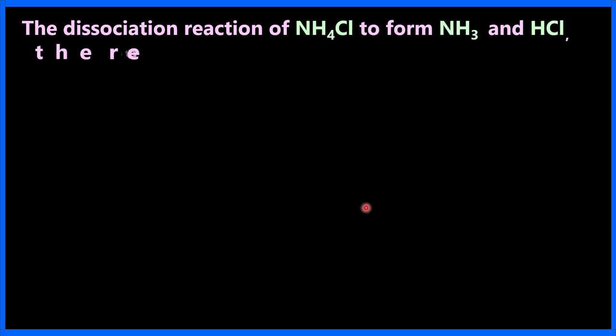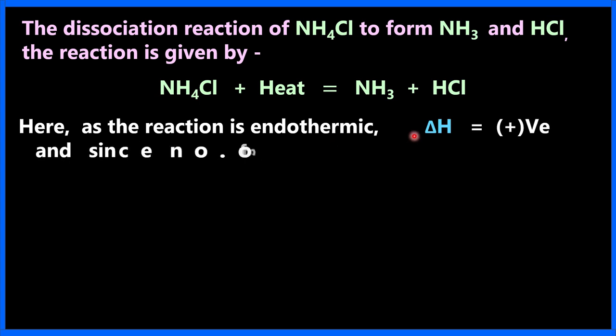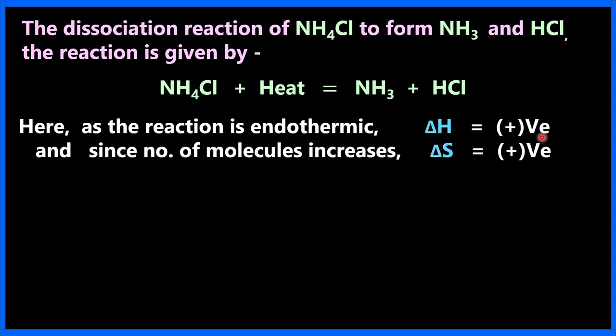On the other hand, if we take the reverse reaction, that is the dissociation reaction of NH4Cl to form NH3 and HCl, the reaction is given by NH4Cl plus heat is equal to NH3 plus HCl. In this reaction, heat is absorbed during the dissociation process. As heat is absorbed during the reaction, it is an endothermic reaction. Therefore, as the reaction is endothermic, delta H should be a positive quantity.